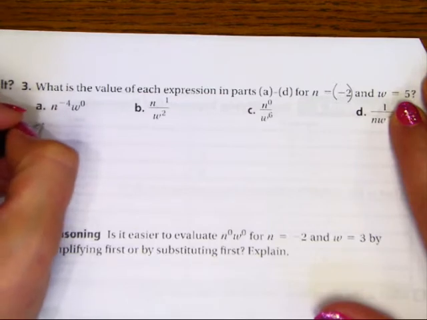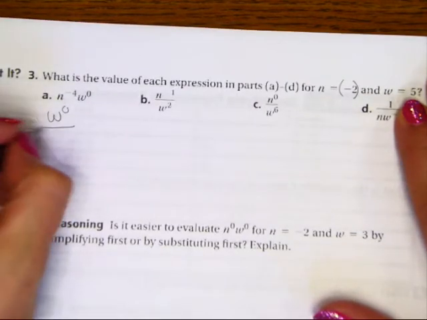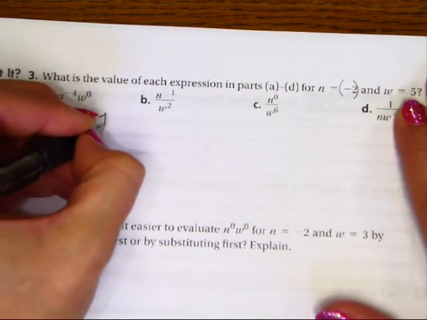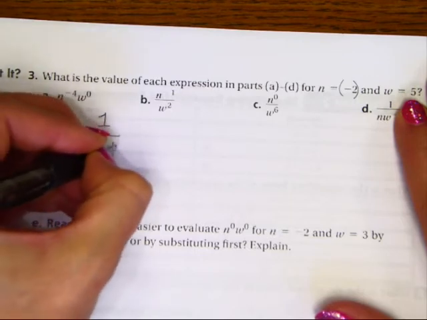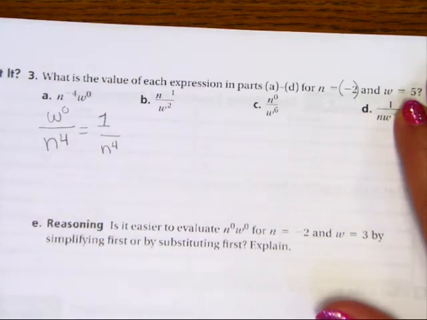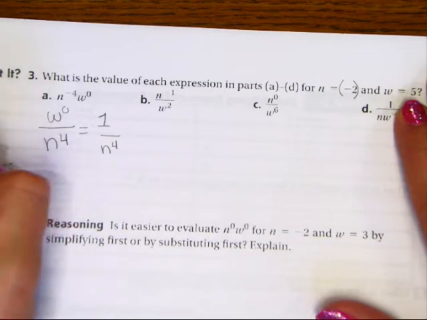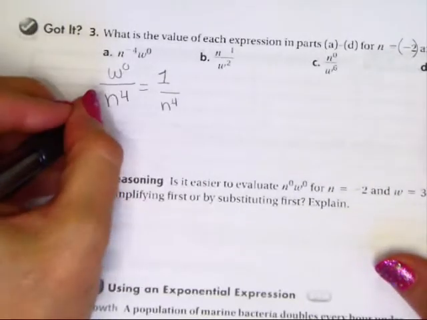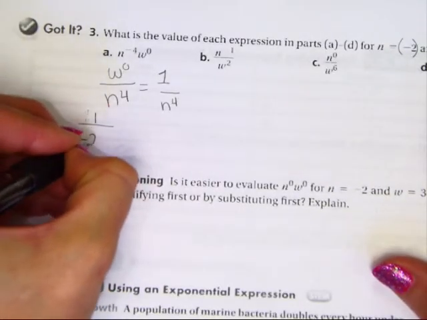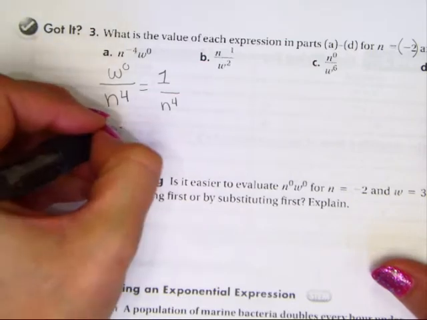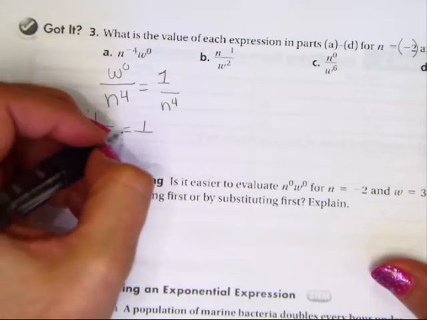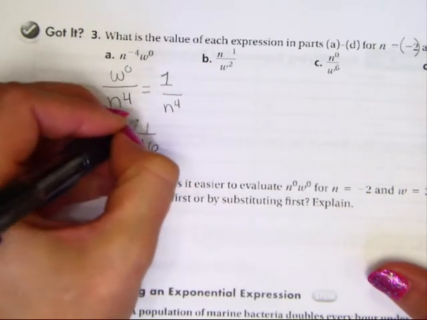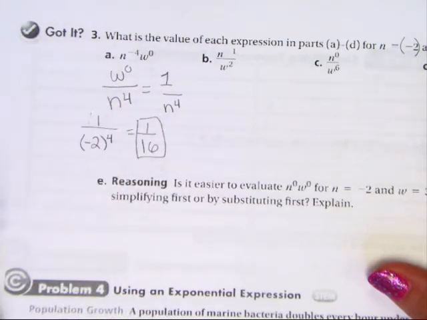I know that the W to the 0 is happy where it is, and that the N to the 4 needs to be moved to the bottom. I also know that W to the 0 is 1, and N to the 4 stays as it is. That might help you when you start to plug stuff in now. That becomes 1 over -2 to the 4th power. Well, that's going to be 1 over -2 times -2 times -2 times -2, which is a +16.